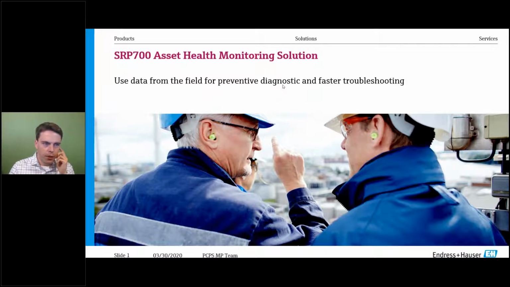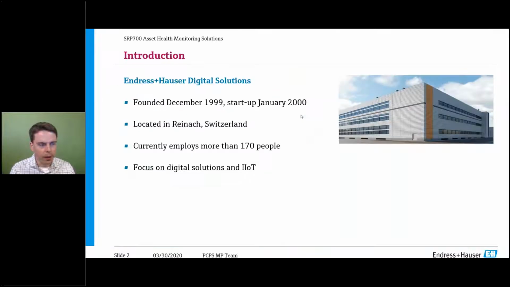So we start with the overview. What's the motivation behind it? So the introduction a bit. Endress+Hauser Digital Solutions, where I work, is located in Switzerland. Actually, because of COVID-19 I'm doing this from my home office here in Germany. But I work in Switzerland, at the border where the three countries, Switzerland, France, and Germany, meet. The company was founded in 1999 and became operational more or less exactly 20 years ago.